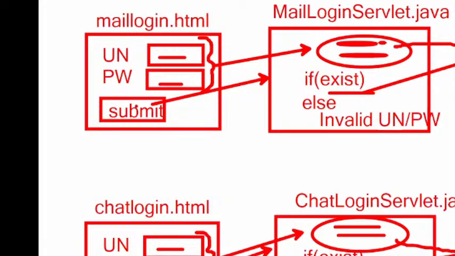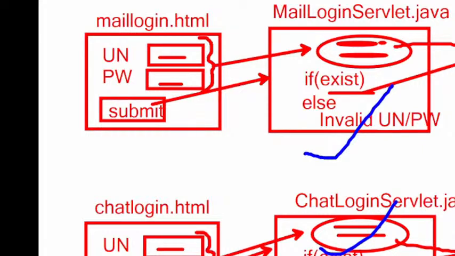Here form action equals this servlet URL pattern, forwarding to the URL pattern of this one. Only the URL patterns are different, no? The remaining code is the same. Now what I want is, instead of writing two servlets, I want to write one servlet for both. Possible or not possible? If possible, what do we have to change?